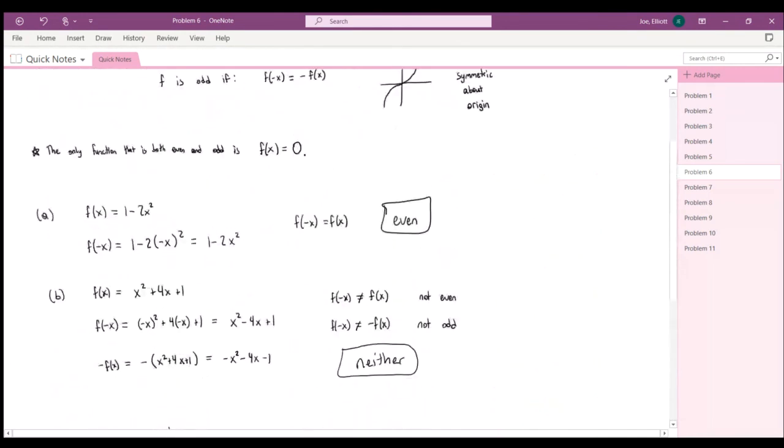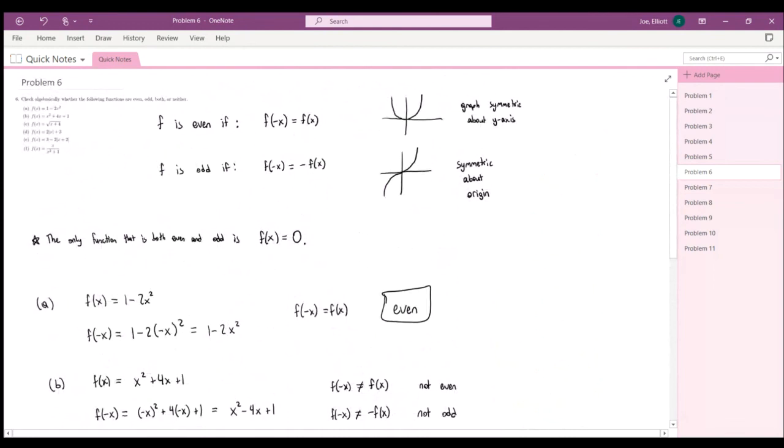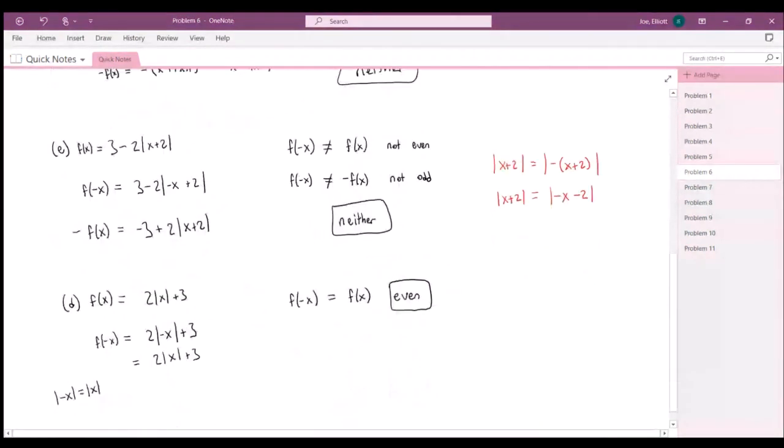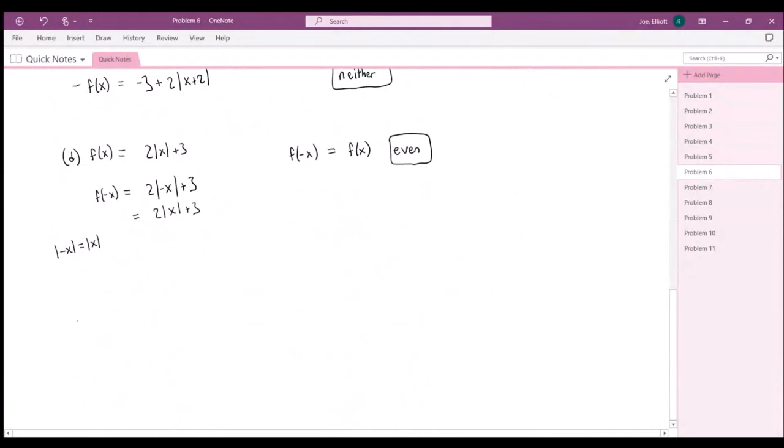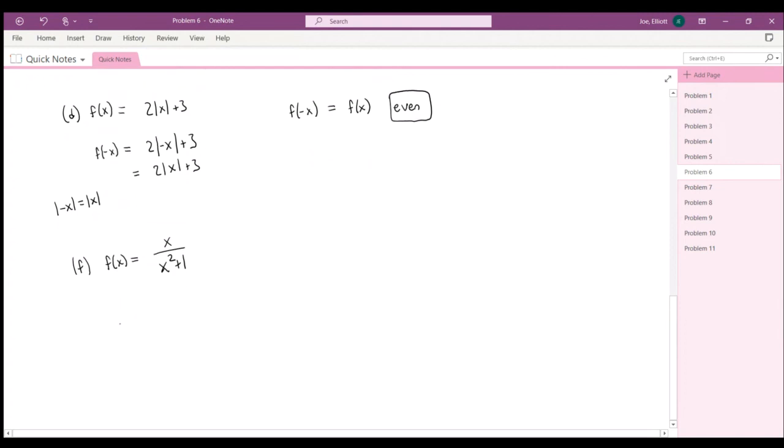Let's take a look at F just to cap this one off. So in part F, we have x over x squared plus 1. Okay, so let's take a look at f of minus x. Replacing each x with a minus x will give us minus x on top, and that'll give us minus x squared plus 1, okay?